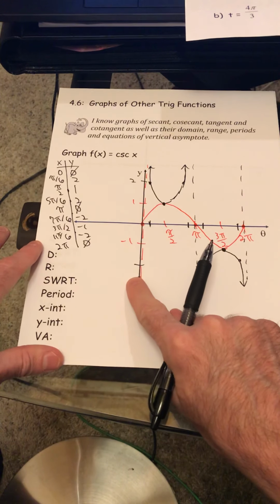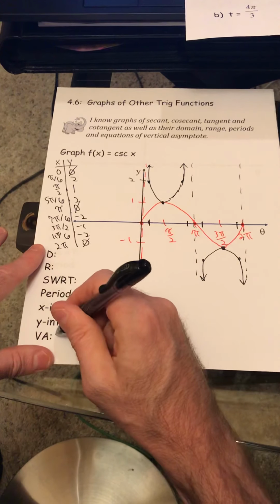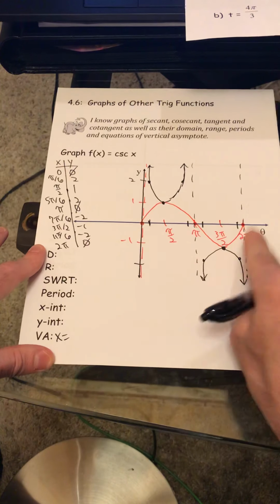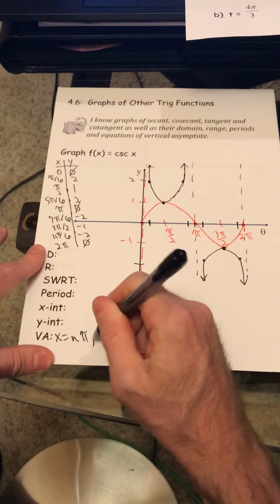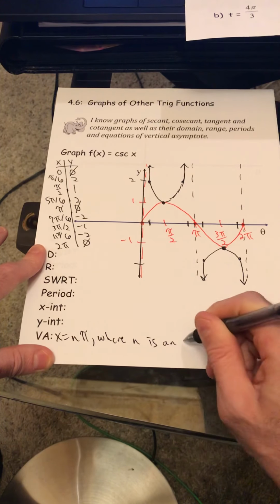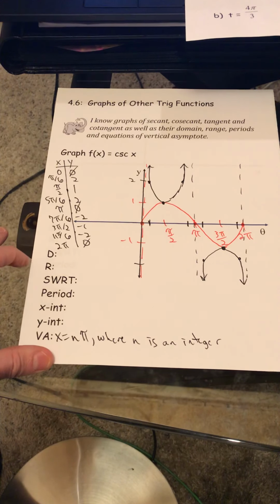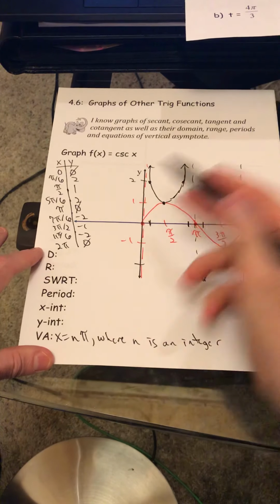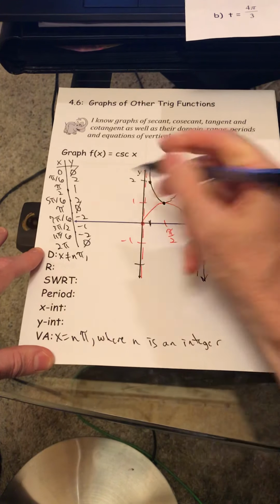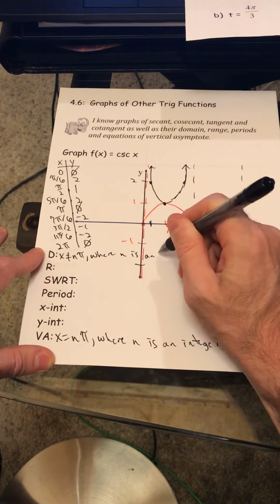Now, as far as our domain, the domain is based off of what the vertical asymptotes are. So, let's come down here and say the vertical asymptotes are x equals 0 pi, 1 pi, 2 pi, x equals n pi, where n is an integer. All right, your domain then is that x cannot equal n pi, where n is an integer.